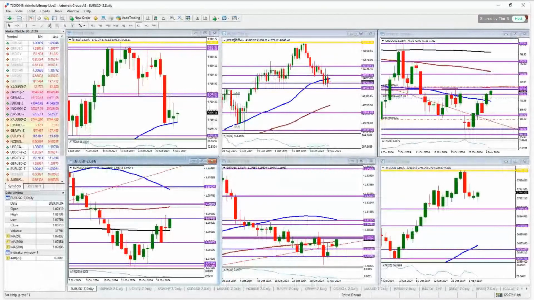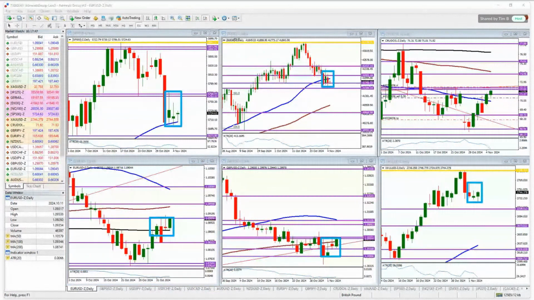If you look at just 6 major markets, the S&P, the Dow Jones, crude oil, gold, the euro dollar and pound dollar, you can see there's a bit of dollar weakness creeping in. Now that's quite interesting. That does suggest that at this point in proceedings, we are getting a bit of a market reaction. So we'll discuss that in just a moment.